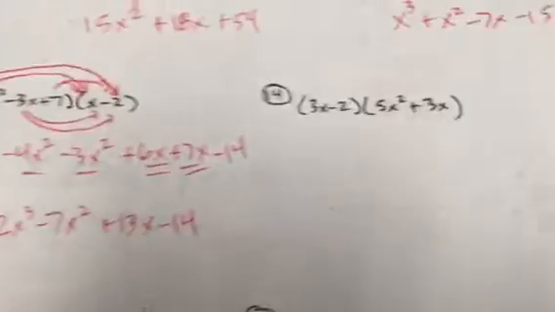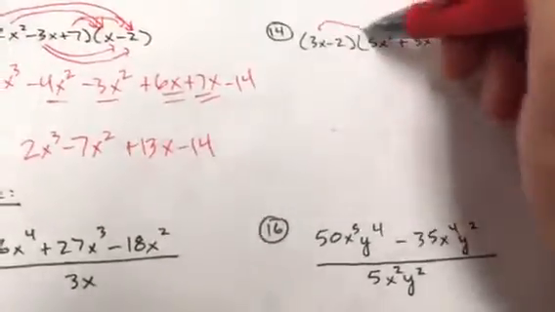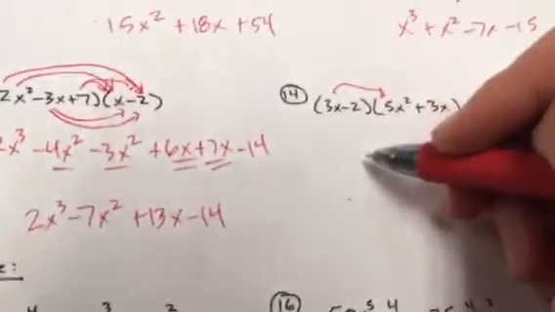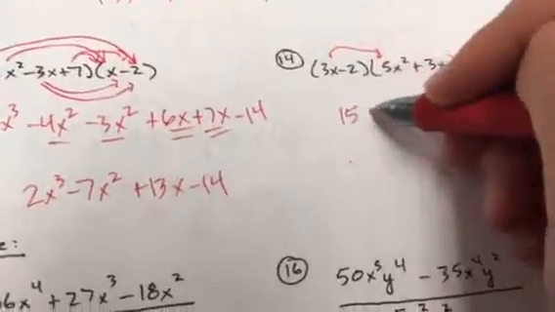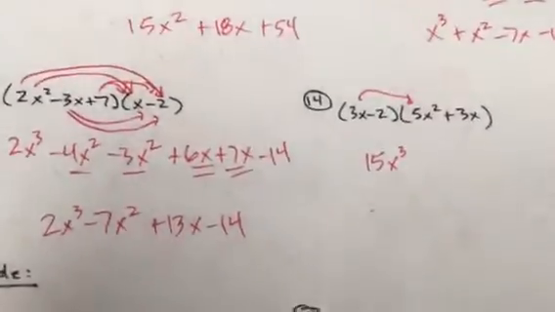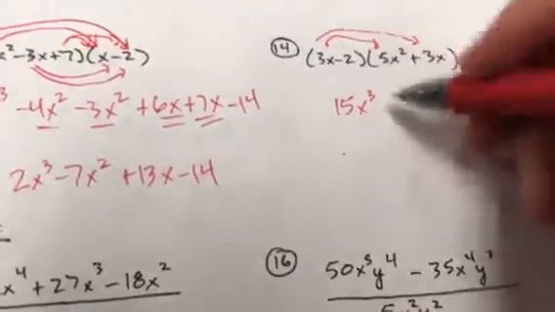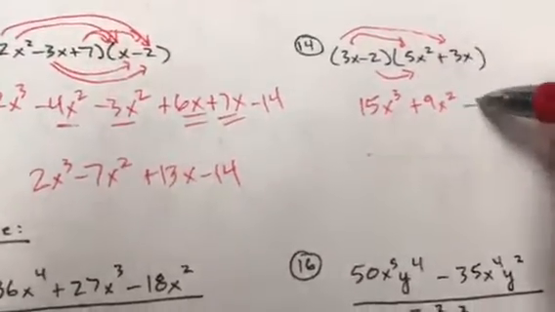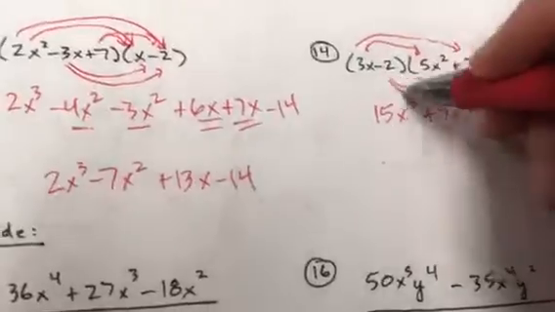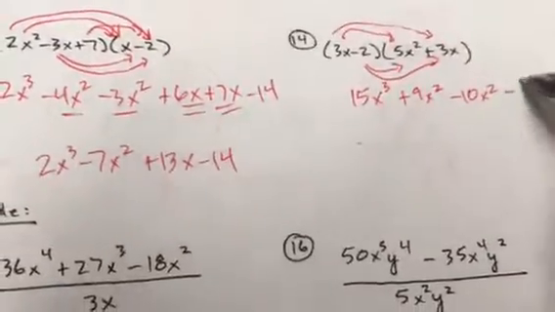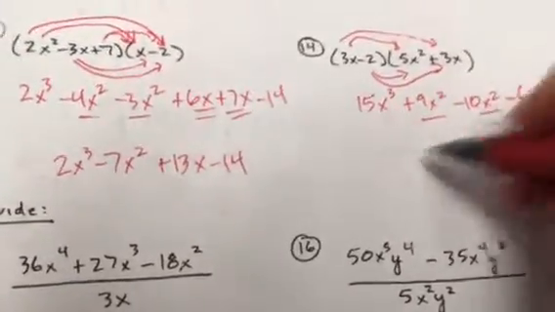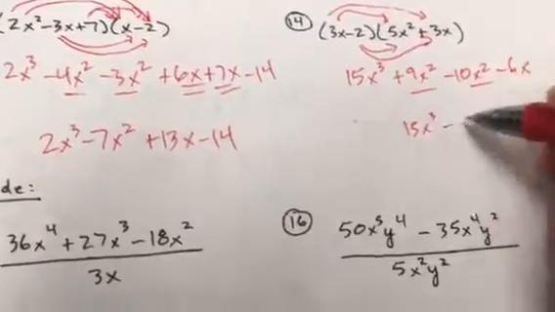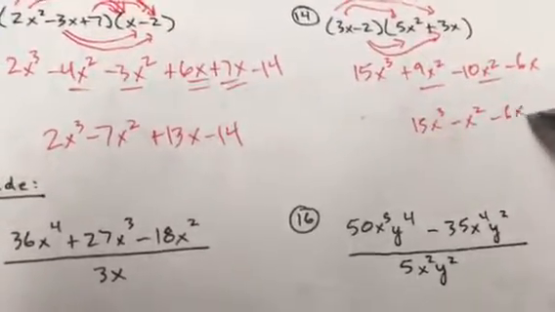by itself there. And lastly, we're going to FOIL with this one. 5 and 3 gives you 15x times x squared is x to the third. Then you have 3x times 3x, that's 9x squared. Minus, that'll give you 10x squared. Negative 2 times 3x is 6x. That and that together give you minus x squared minus 6x.